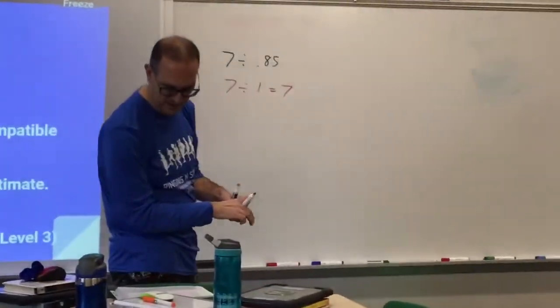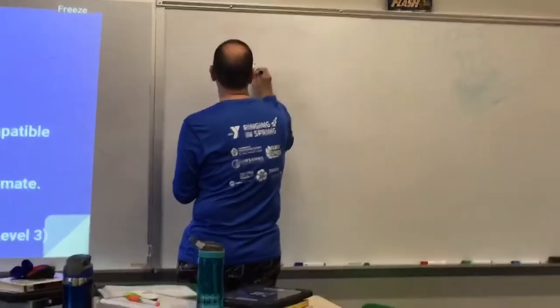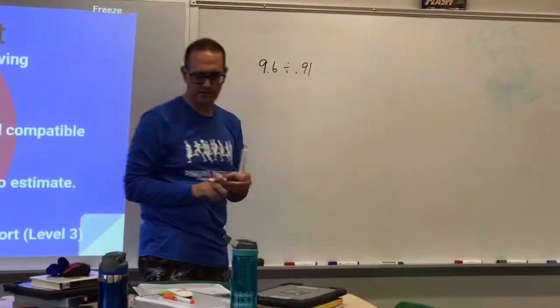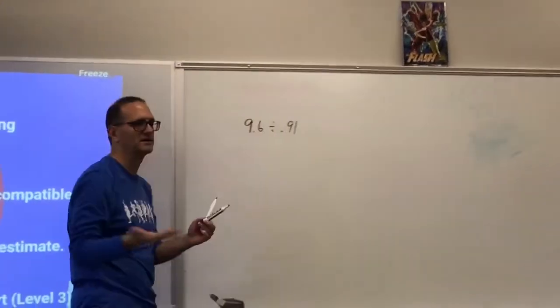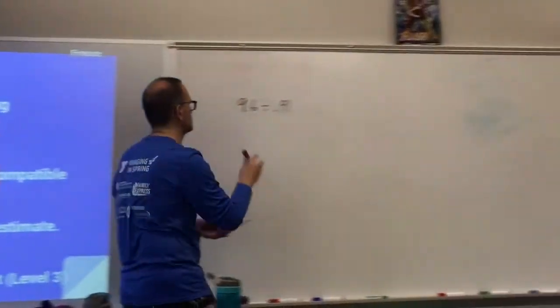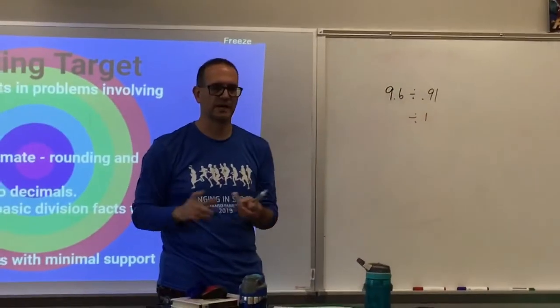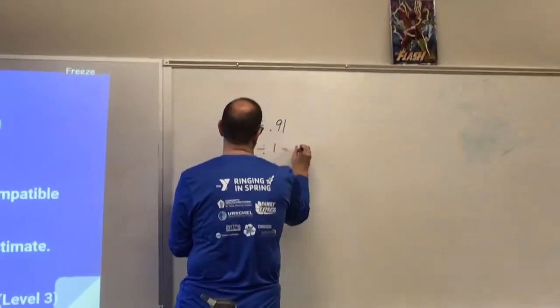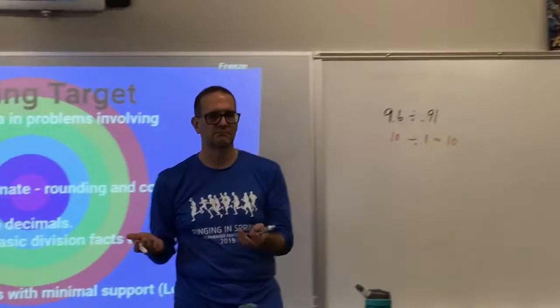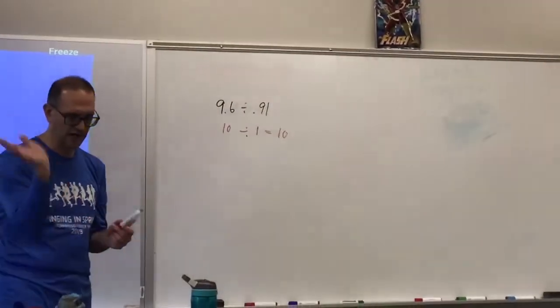All right, our next problem is 9 6/10 divided by 91 hundredths. Okay, again, let's start with our divisor and see what we think. Well, 91 hundredths, that's close to 1. What's 9 6/10 really closer to? Yep, 10. 10 divided by 1 is 10. You're like, yeah, that's really easy because we're going to 1 every time, right? All right, so let's do one where we're not.